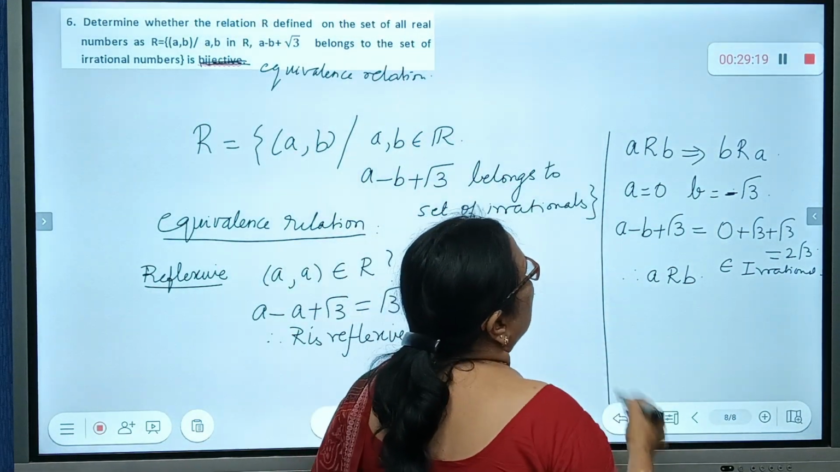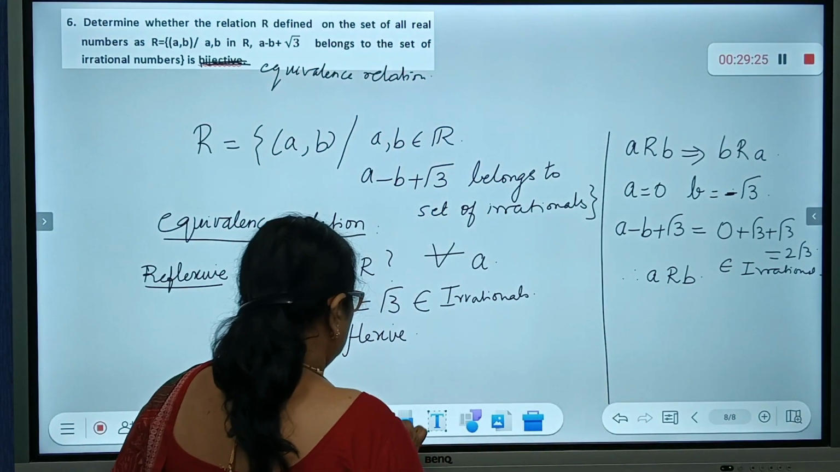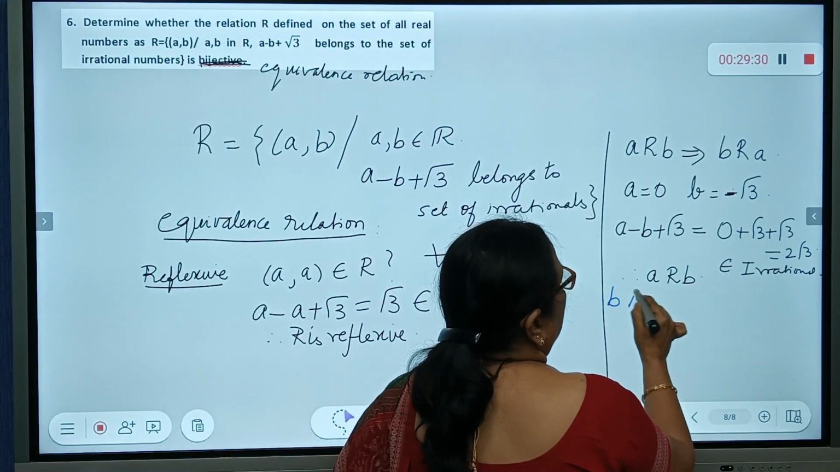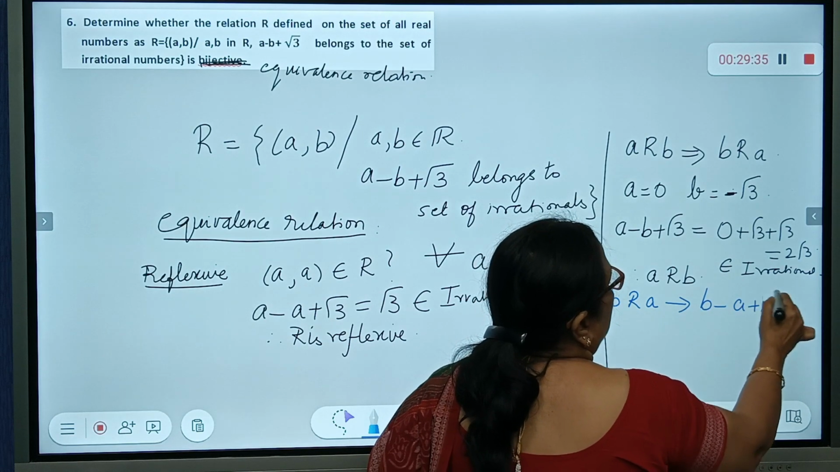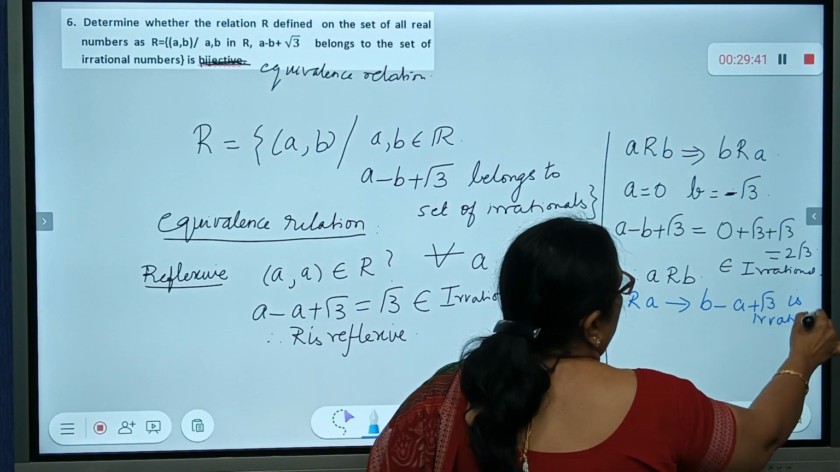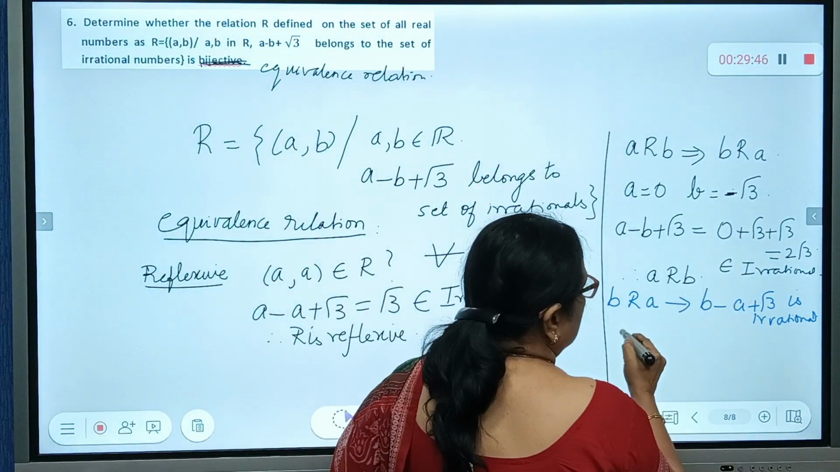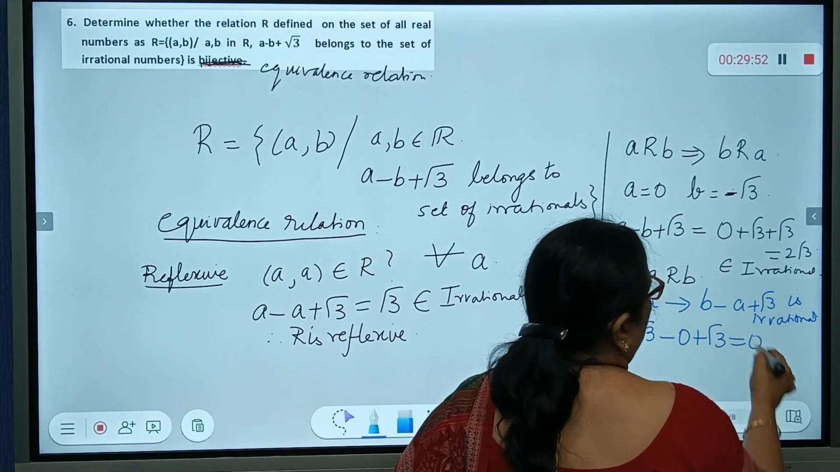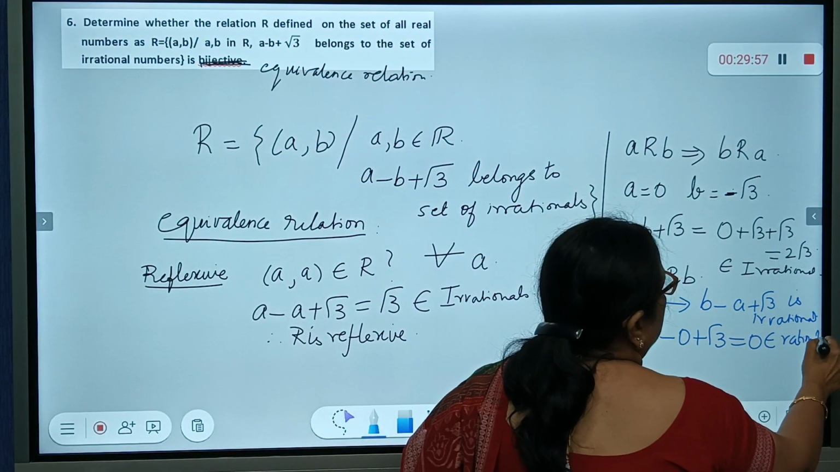Now, let us check whether B is related to A. For that, what should I prove? I have to prove B is related to A. To prove this, I have to prove B minus A plus root 3 is irrational. Now, what will be B minus A plus root 3? B is minus root 3, A is 0, plus root 3, which is 0. 0 is not irrational. It belongs to the set of rationals.